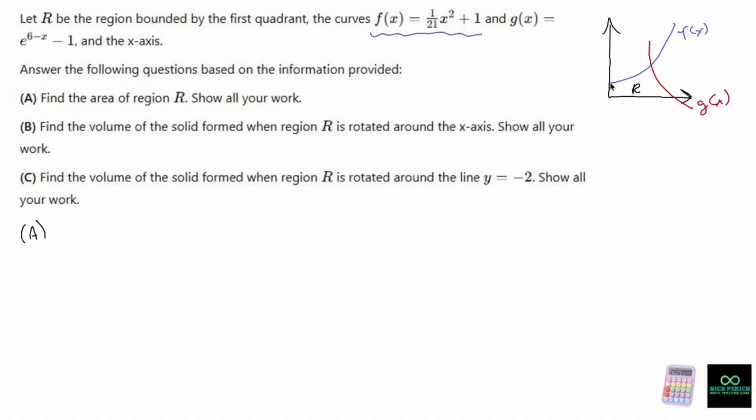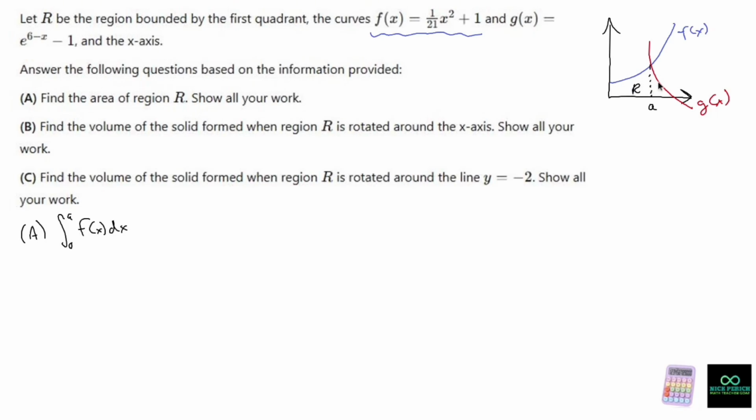So issue number one is if I wanted to find this area, I'm splitting this into two parts. And this is how I'm going to handle all three of these problems. The intersection of the blue and the red here I'm going to call A for now. Now, if I wanted to find just the area under this blue curve, I would take the integral from 0 to whatever that A is, and that blue curve is f of x dx. That gives me this area right here.